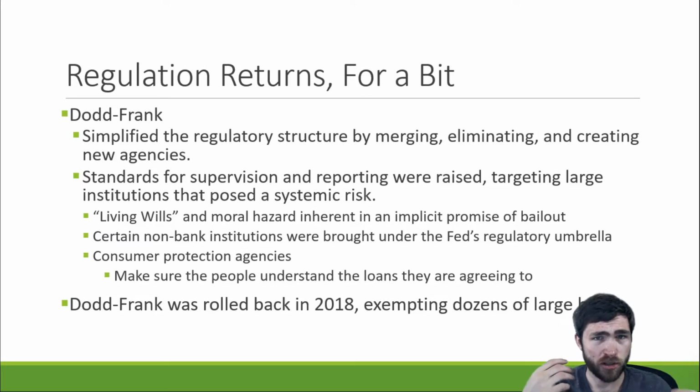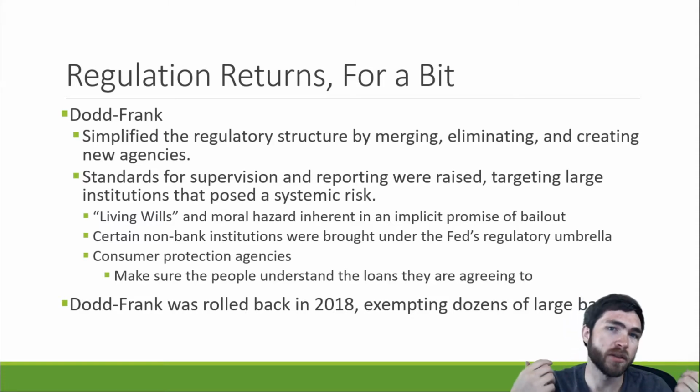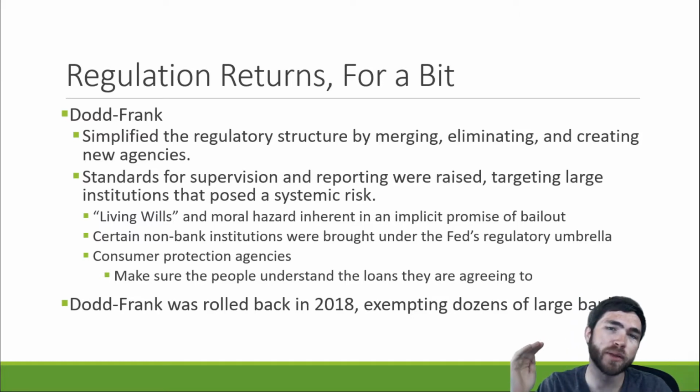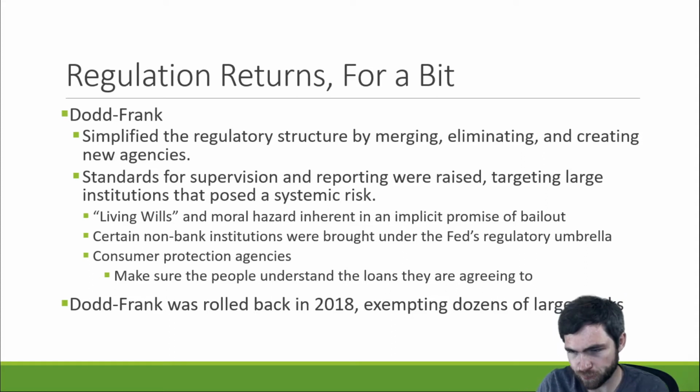Other institutions that weren't banks, like large insurance companies and hedge funds, were also brought under the regulatory umbrella of the Fed. It also created the Consumer Protections Agency, which essentially functions to ensure that people taking out loans understand the terms of those loans. So you don't have people taking out adjustable rate mortgages believing that they have fixed rate mortgages, things like that.